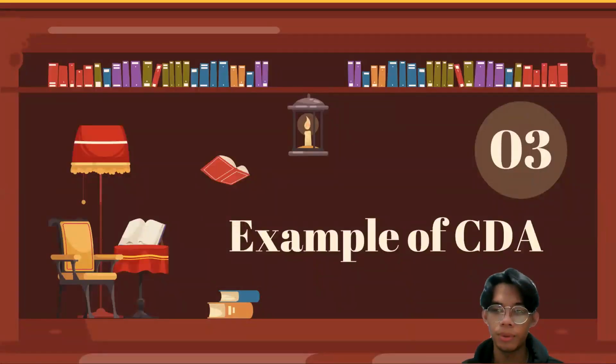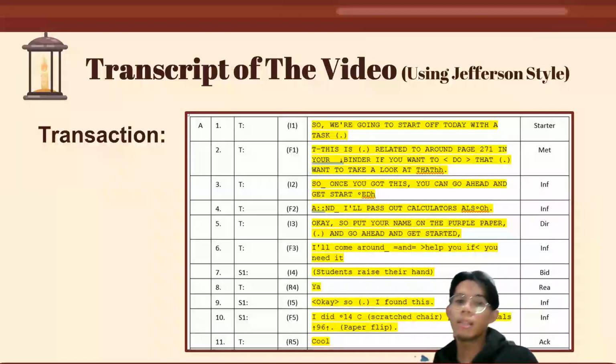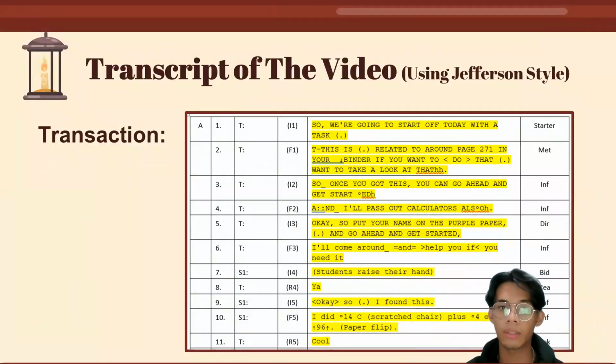So after you see, maybe you can just rewind the video and see it again. That is the example of classroom interaction between the student and the teacher, or even the teacher to the student interactions. Then this is how we analyze it. Here I already transcribed the video using the Jefferson style.